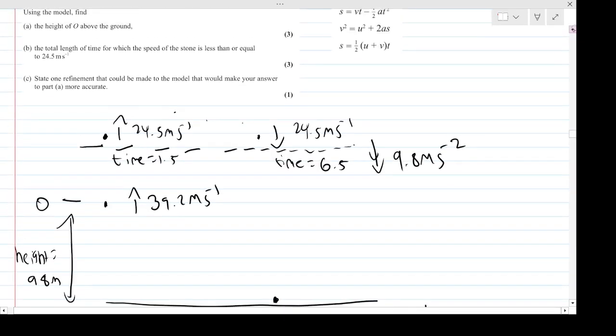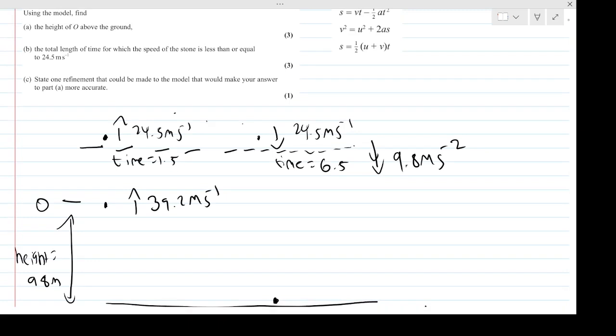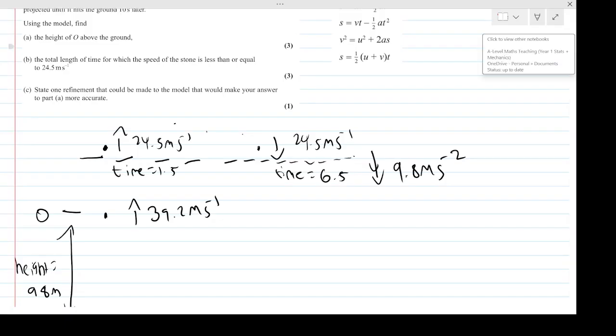Again, quite a tricky scenario, that question. So it first goes up and reaches a speed of 24.5, 1.5 seconds after the start. Then it comes back down after all that, and returns to 24.5 speed 6.5 seconds after the start. Now that's not the question. It wants the total length of time when the speed is less than or equal to 24.5. So in other words, it wants the whole time between where it starts here and ends here.